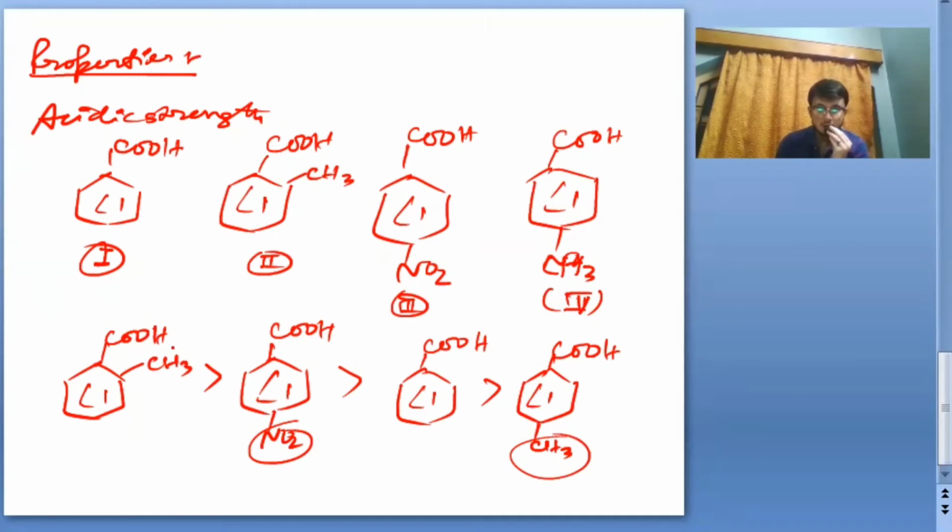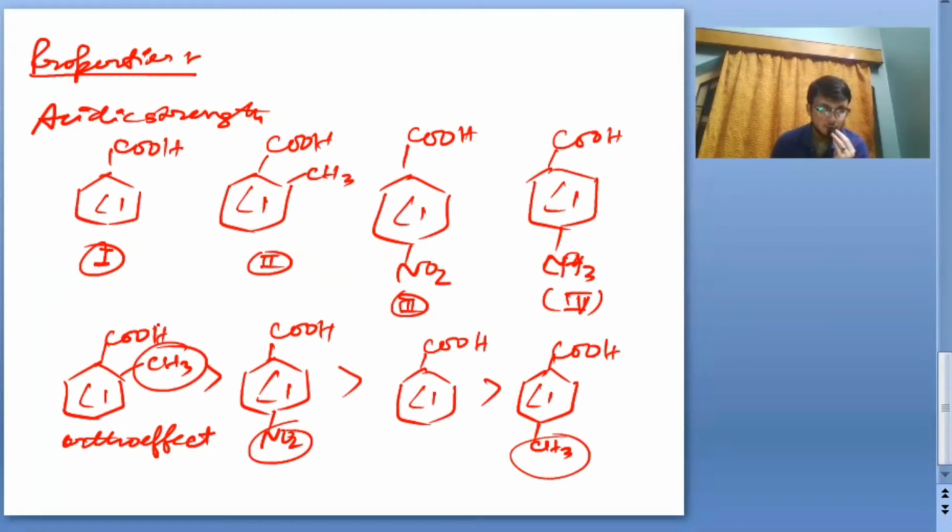But what happens in this case? It is also a plus I group CH3, but it is greater than this NO2. Why is it happening? Because there is an effect which is acting here. That is called our ortho effect. Okay. So what is happening in the ortho effect? That is, if any group, that can be plus I, can be minus I, is present in the ortho position of this carboxylic acid, or here we can say the benzoic acid, what happens?